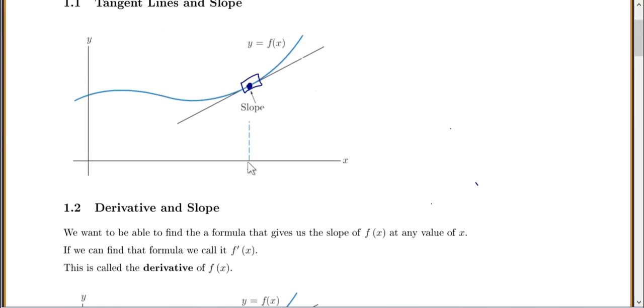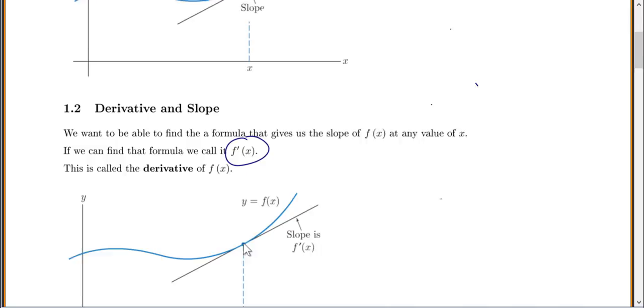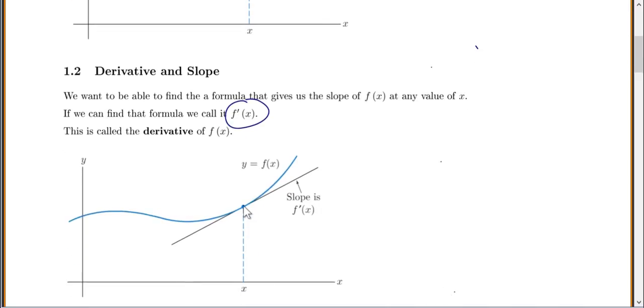Okay, so now we introduce something called a derivative in slope. What we want to be able to do is say, if we have any function f of x, let's figure out how we can find the slope at any given point. If we can find that formula, we would call it f prime of x. That's called our derivative. It would be the derivative of f of x, and we put that little prime to say that it is a derivative. So in other words, if you have your function f of x and you find the slope at any point, that slope would be the derivative, f prime of x.